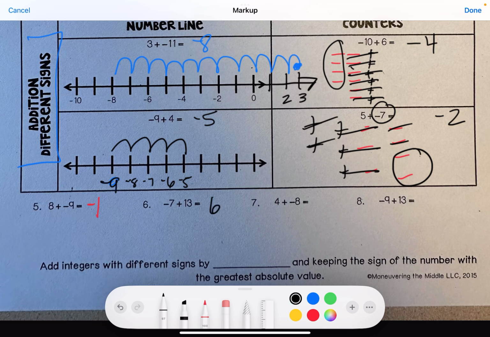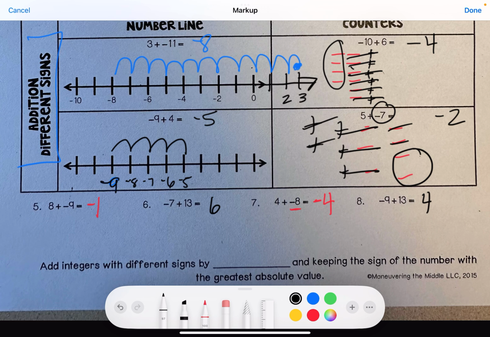On number 7, 4 plus negative 8, my bigger number is a negative, so my answer is going to be negative. It would be negative 4 because 8 minus 4 is 4. And then the last one, the correct answer would be positive 4 because 13 minus 9 is 4, and my bigger number is positive. So let's answer this down here, and then we'll go on to the next side.